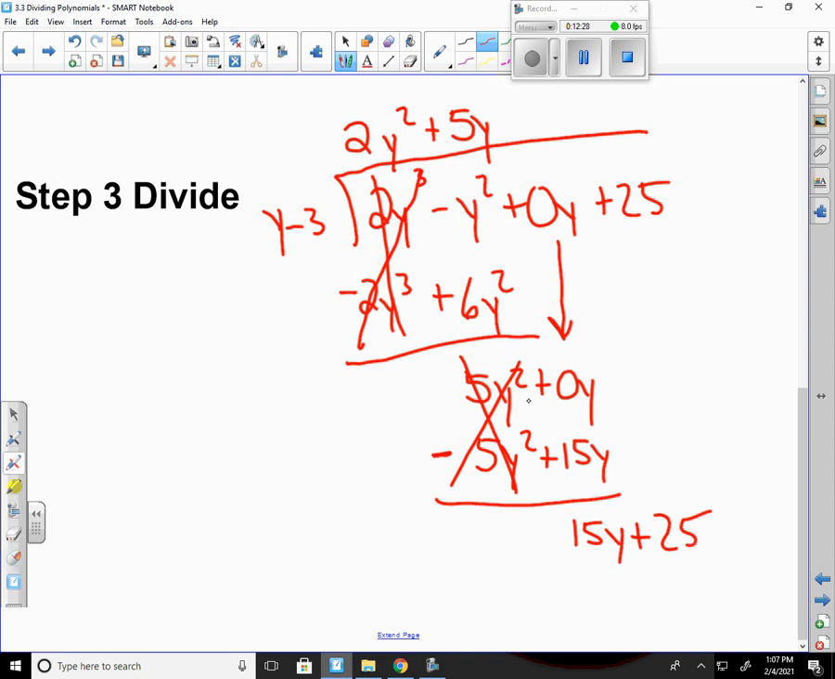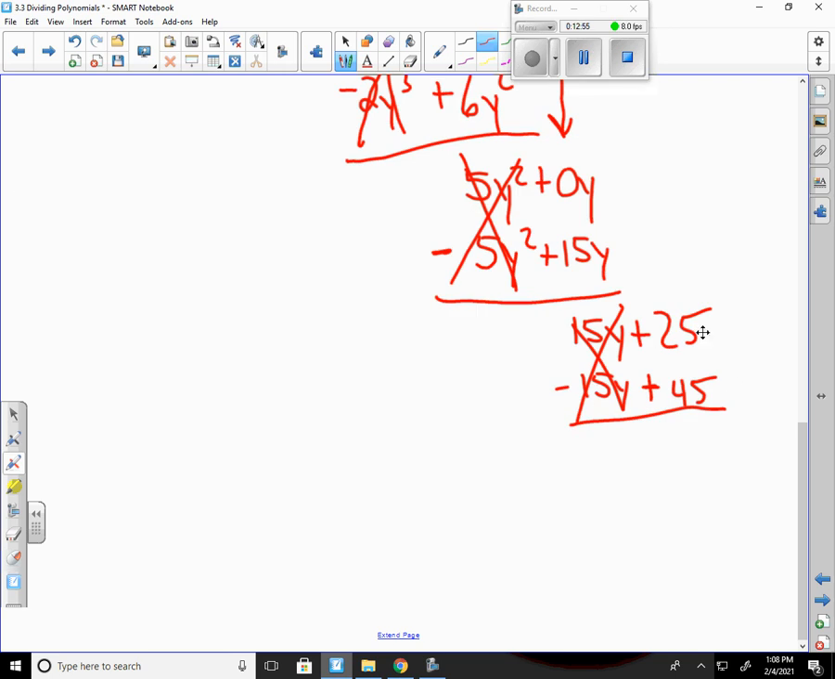Now I need to look at what will multiply to give me 15y. Y times 15 gives me 15y. So this will now be minus 15y. 15 times negative 3 gives me negative 45. Switch the sign, plus 45. Those cancel, as they should. 25 plus 45 is 70.